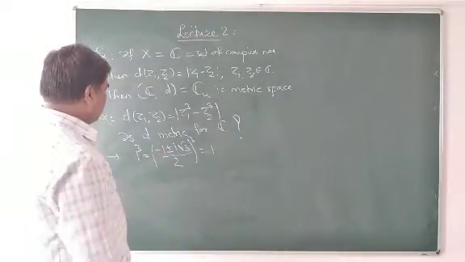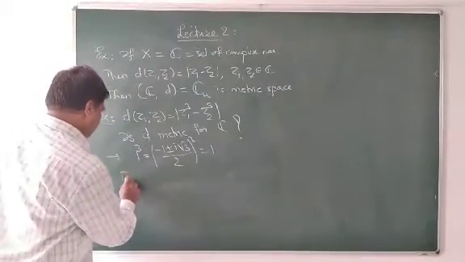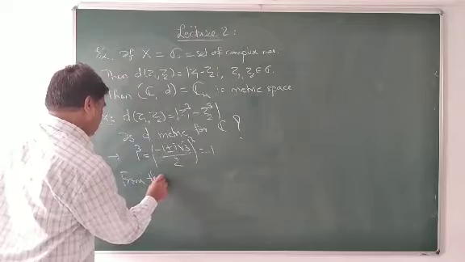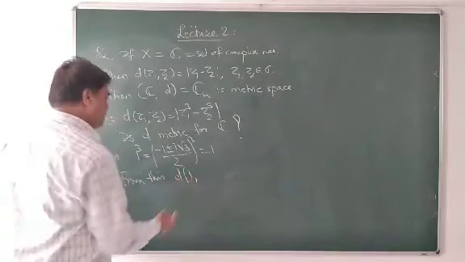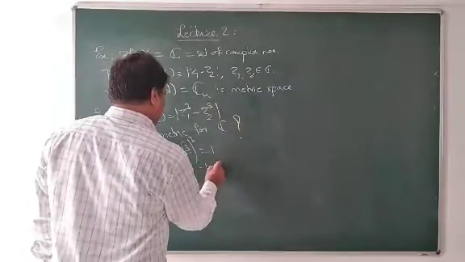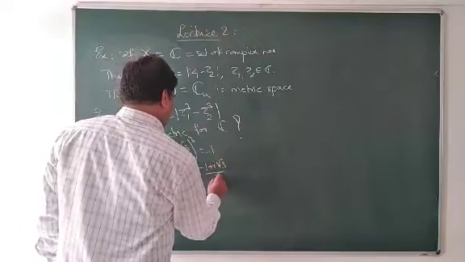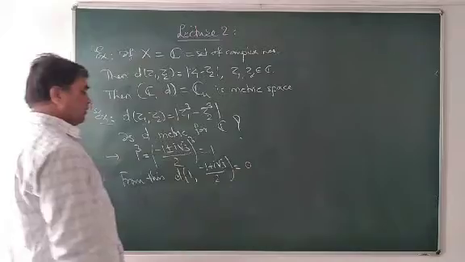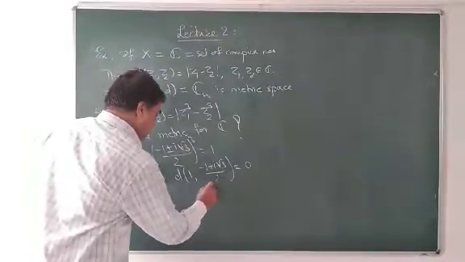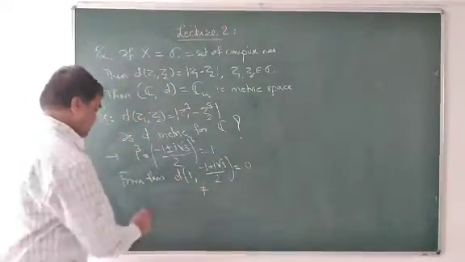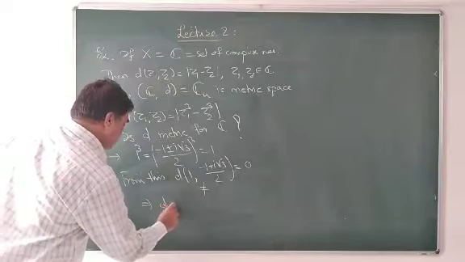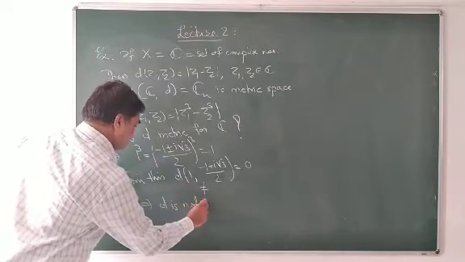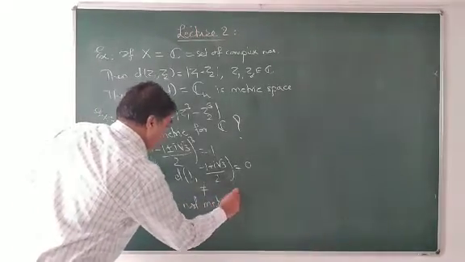So with the help of this, d of 1 and minus 1 plus i root 3 by 2 becomes 0, where these two numbers are not equal. This implies d is not a metric for C.